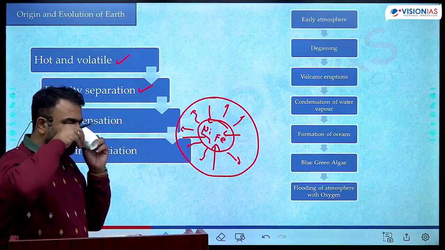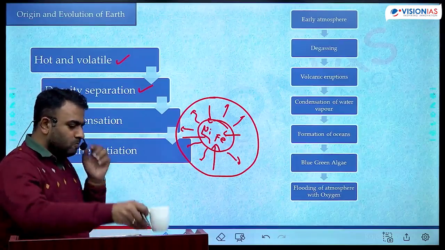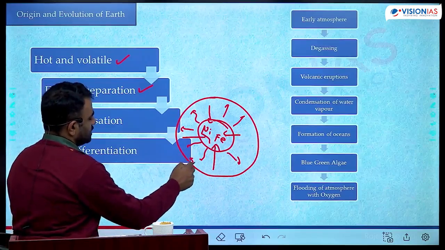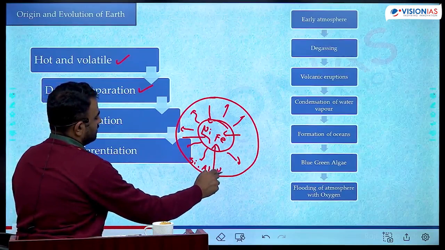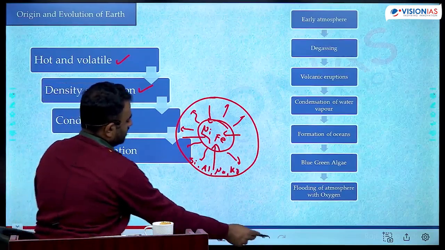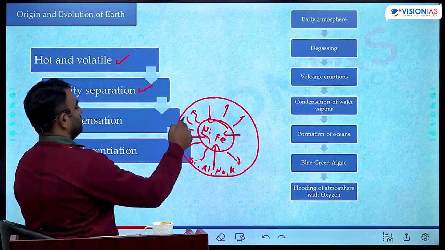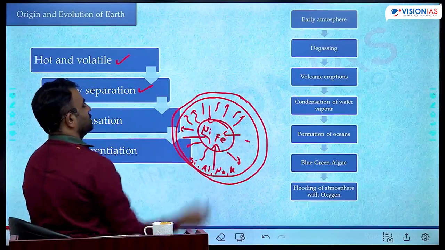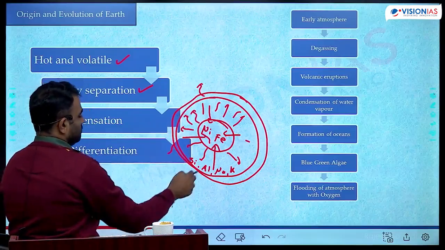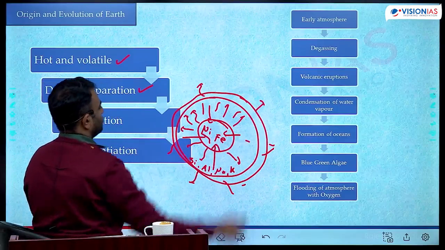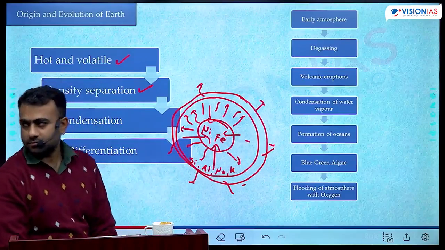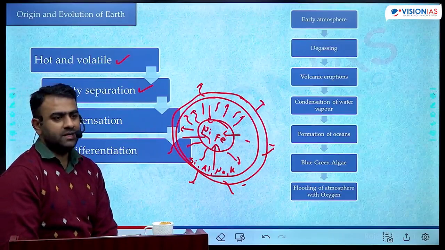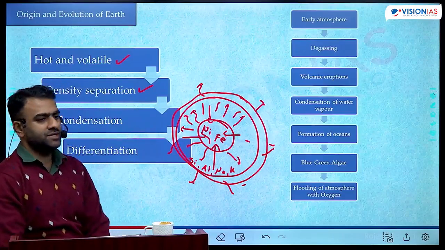Because of that, the center starts to become denser and denser. Whereas the lighter elements like silica, aluminum, sodium, potassium, all of these lighter ones move towards the surface. Much lighter elements, what are further lighter elements? इससे ज़्यादा lighter क्या हो सकता है? Gases. All of these come out of the surface. This kind of separation of the material as per their density is what is called density separation.